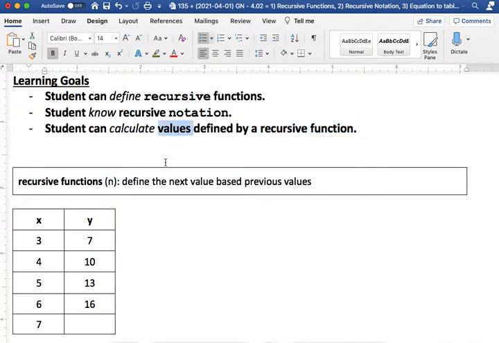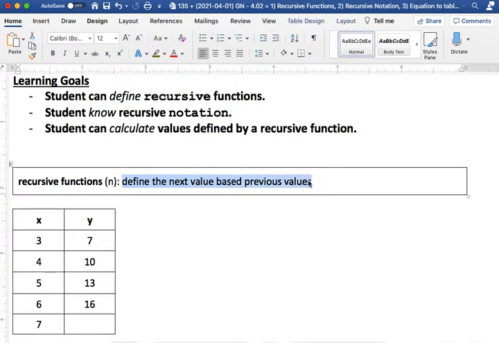So first, let's define what a recursive function is. A recursive function is an equation where you define the next value based on values beforehand, based on previous values. Let's do a simple example.